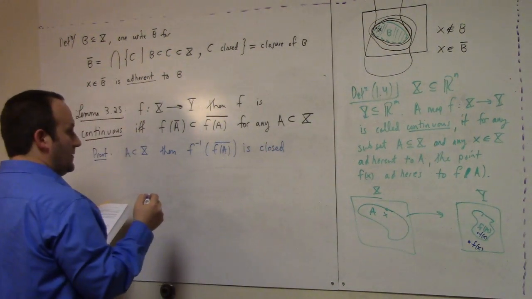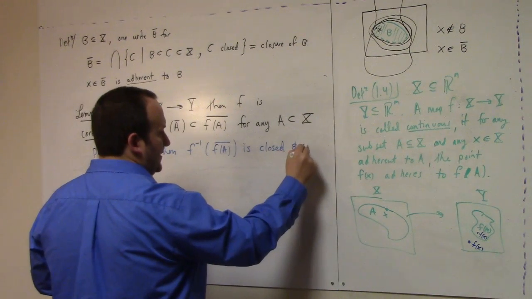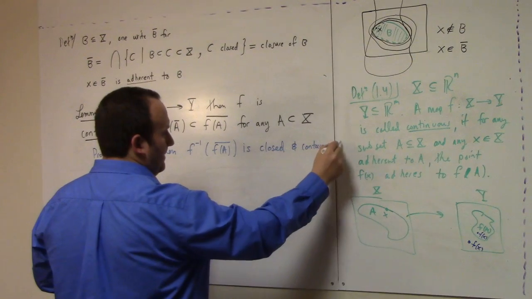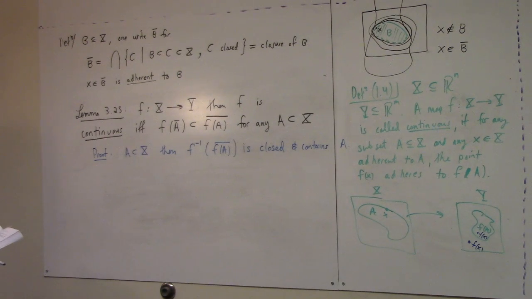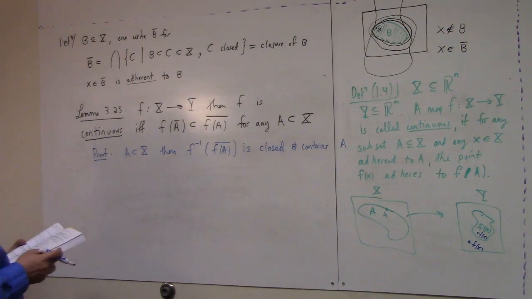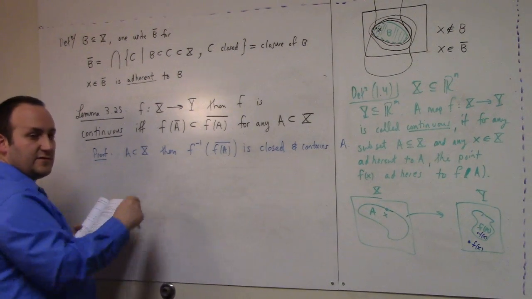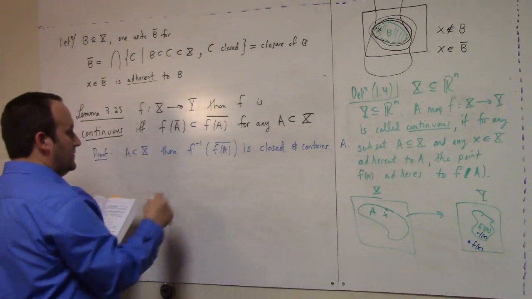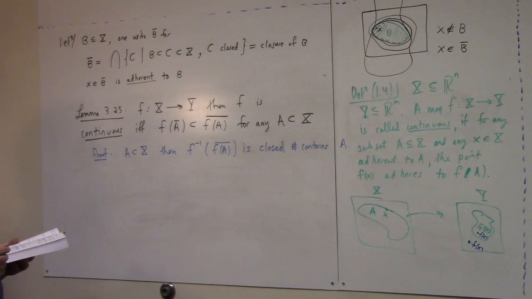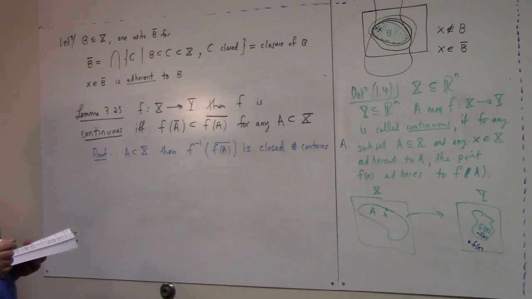And contains A. Well, the closure of f of A is closed, and we know that the pre-image of a closed set is also closed since f is continuous. Ah, very good. That we proved last time. The inverse image of a closed set is closed under a continuous map. Now why does it contain A? Because the closure of f of A contains f of A. So f inverse of that contains A.